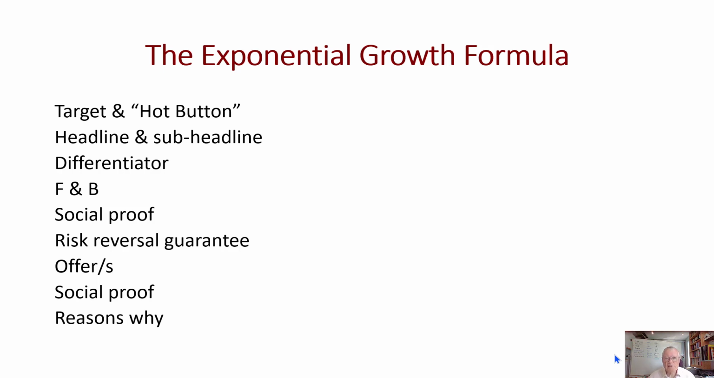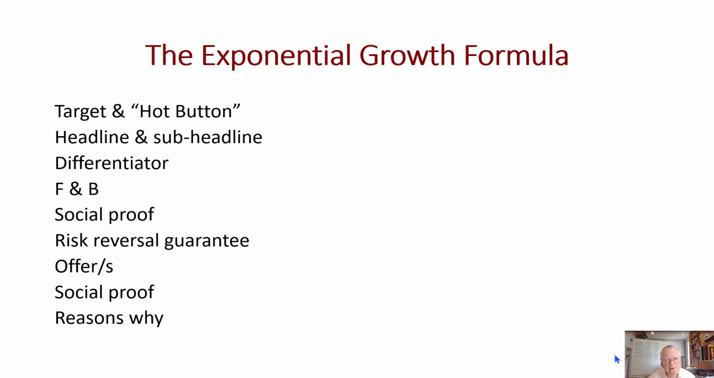a target market, position yourself as an expert or a specialist, and target their hot button, which is an issue, problem or concern that they haven't got a solution to. That will be your headline. You'll then need a sub-headline that promises a solution that they haven't got. You then need to be able to differentiate yourself from your competitors by standing out from the crowd, so you're not competing on price. You need to outline the benefits and the features of what you're selling.